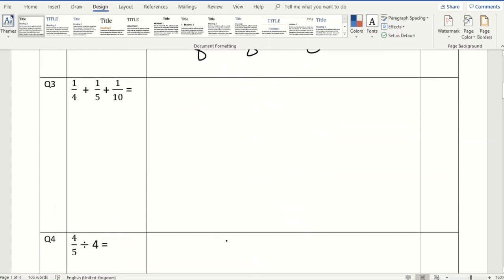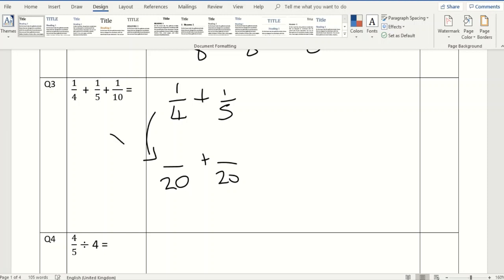Question number 3. For this question, I would advise splitting the question into two parts. So I'm going to do the first one here: 1/4 plus 1/5. And I know for a fact that a common denominator for both of these is 20. Now, how did we get from 4 to 20? We multiplied it by 5. So we also multiply the numerator by 5, which is 5/20. 5 was multiplied by 4 to get to 20. So if 1 is going to be multiplied by 4, that's 4/20. And then we've got a case of adding those two together, but also adding 1/10 to that.